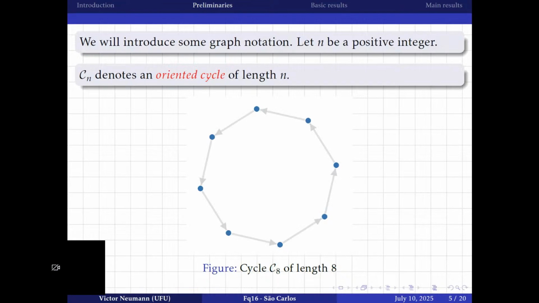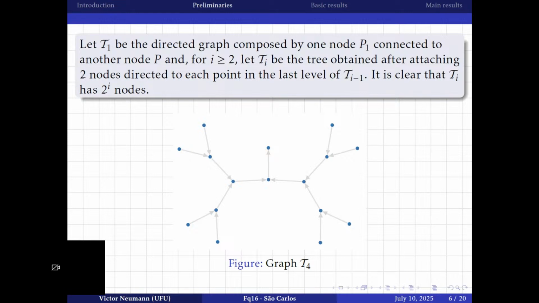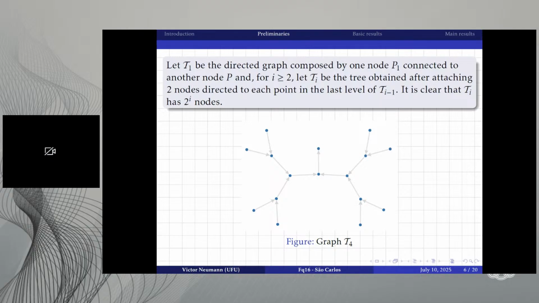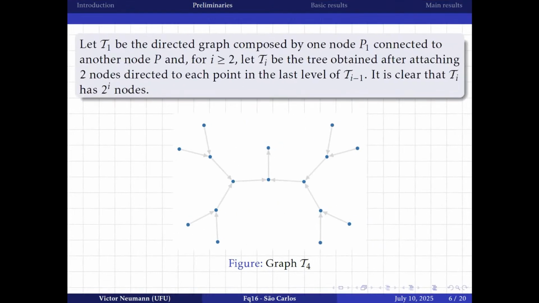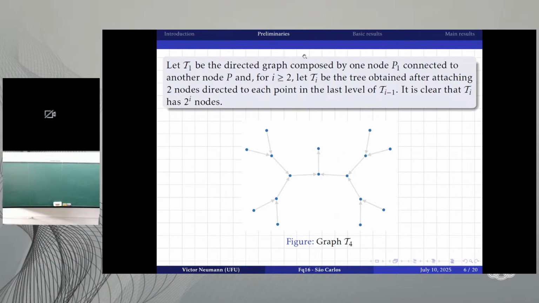We need some notation. We denote Tn, the oriented type of length n. Tau 1 will be the graph of 2 points, one here to the other. And tau I is a tree obtained, the tree with two vertices adapted to this point. For example, here we have tau 1. Of these last points, we have 2 points to get tau 2. At each of one of these points, we have 2 points to get tau 3, and we get tau 4.